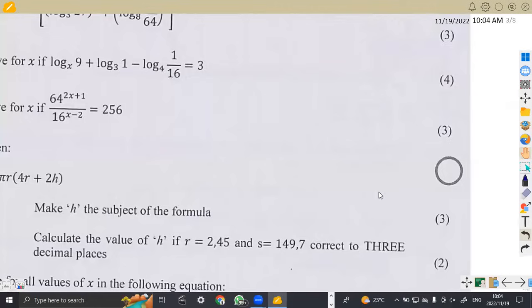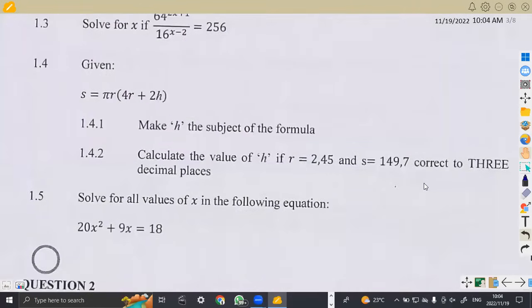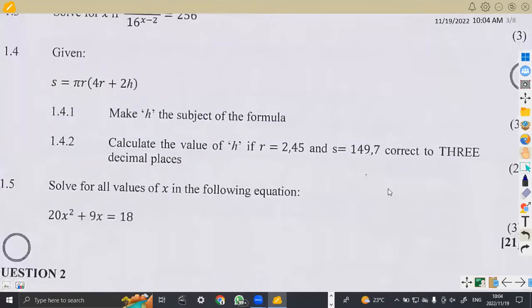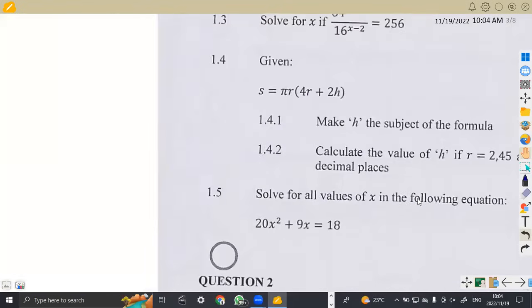Okay, let's see the other part, which is 1.4. We were given a formula to work on, and from this formula, make h the subject. I'm just going to put it this side here.